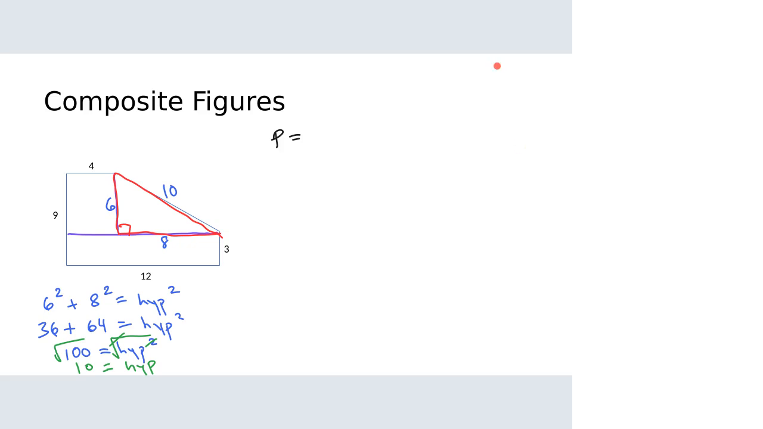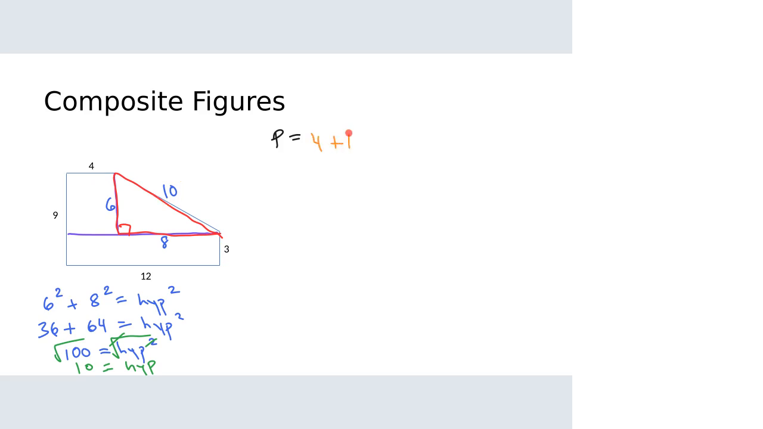You want to be a little bit careful here. Remember, perimeter is what we get when we walk around the outside of the figure. So even though we found 6 and we found 8, they're not a part of the perimeter. So we're not going to use those there. The perimeter is just going to be the outside of the shape. So that'll be 4 plus 10 plus 3 plus 12 plus 9. Just those 5 numbers added together.